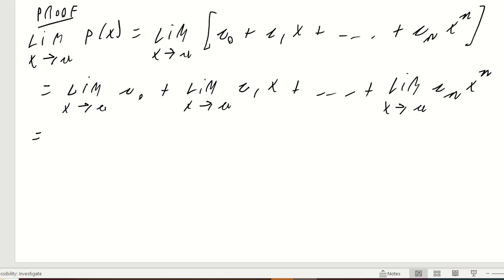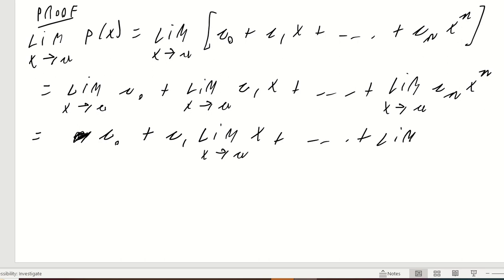So if we get the limit of a constant c0, that's just c0. And if we have a constant times x, the limit of c1 by x, we can take that constant outside the limit function. So it's c1 times the limit as x approaches a of x, plus a lot of other terms, plus the limit as x approaches a of cn by x to the n, so cn by the limit as x approaches a of x to the n.